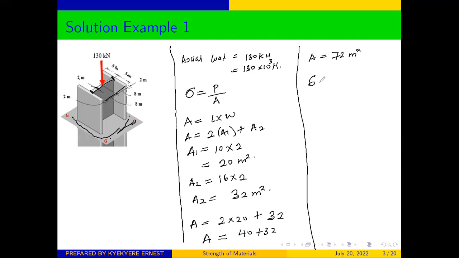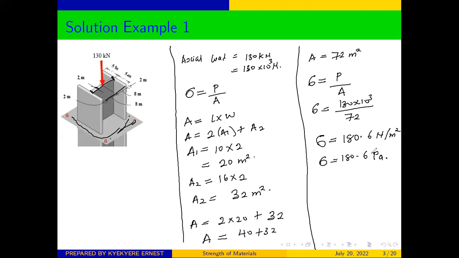We just write our stress formula again. Stress is equal to the load over the area, so our stress is equal to 130 times 10 raised to the power 3 all over the area, which is now 72. And from there we can say that our normal stress at that section will be equal to 180.6 Newton per meter squared. And 1 Newton per meter squared is the same as pascals. Therefore, our unit will be 180.6 Pascal.